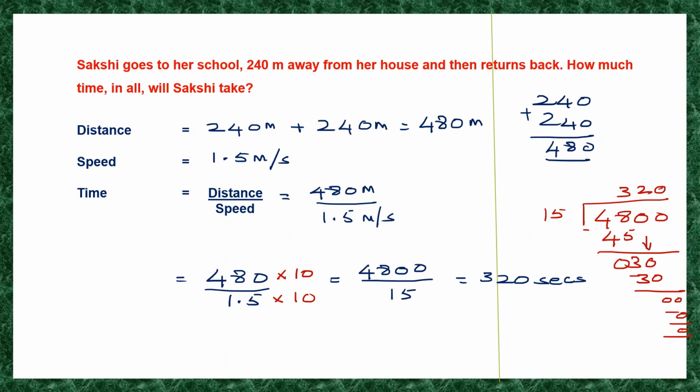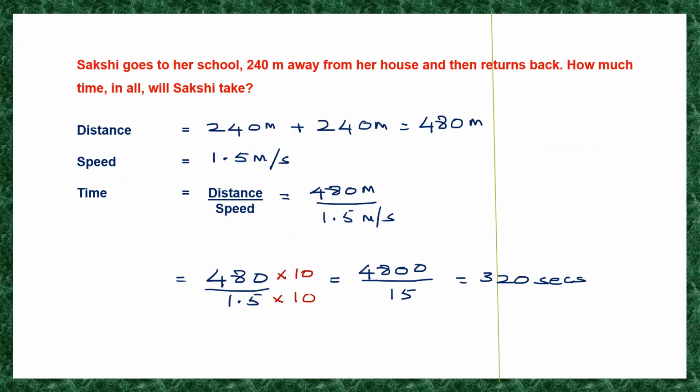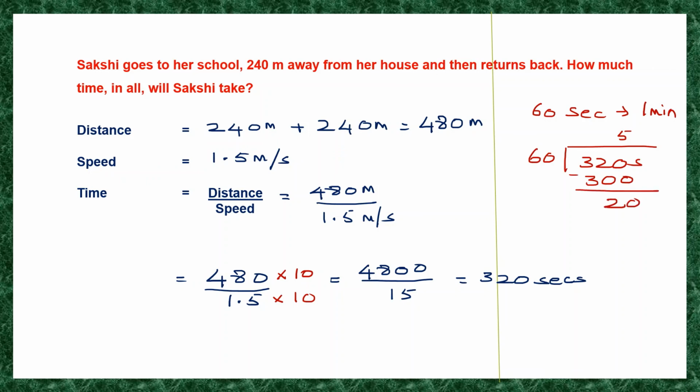In all, let's convert it to minutes to make it more meaningful. So we know that 60 seconds make a minute, isn't it? Make 1 minute. So let's divide 320 seconds by 60 to find how many minutes there are in that. So now I have 320. So 60 into 5 is 300. So 5 is the minutes and what's remaining is the seconds. So my final answer here will be 5 minutes and 20 seconds.